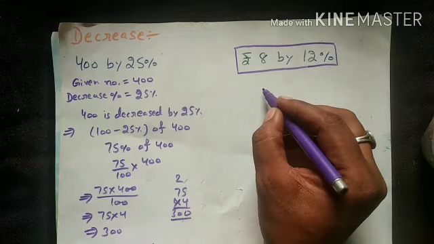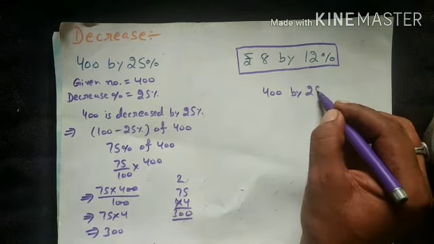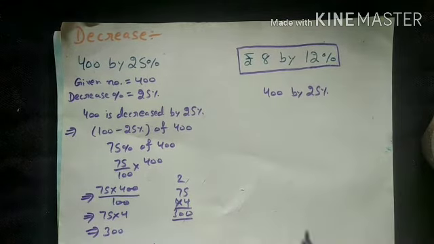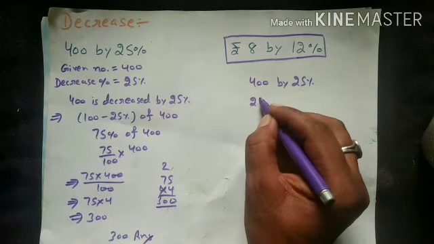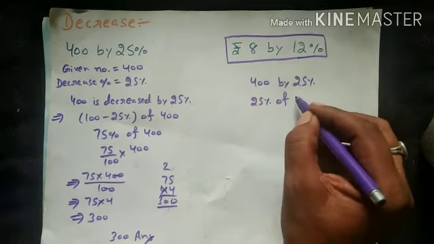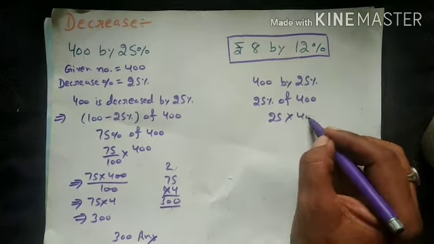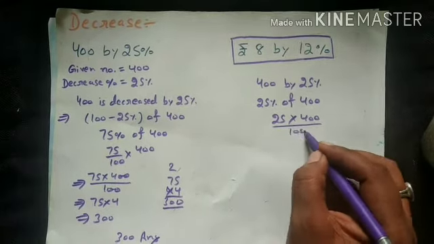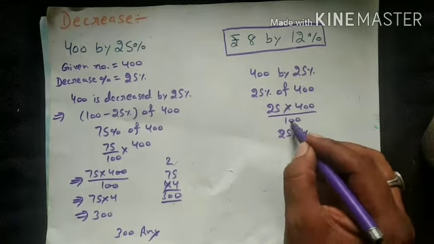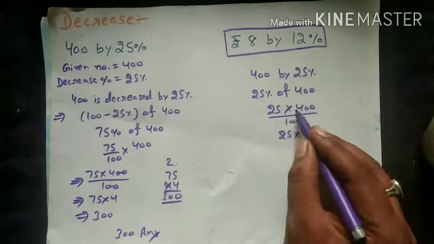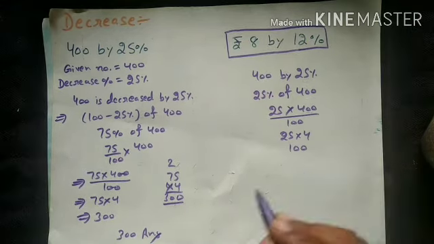We have to decrease 400 by 25%. Okay student, now first of all find the value of 25% of 400. So 25 multiply 400 over 100. Now what is this? 25 multiply 4. As we know, 0 will be cancelled with 0. So only left with 25 multiply 4. So what is the answer? 100 is the answer.